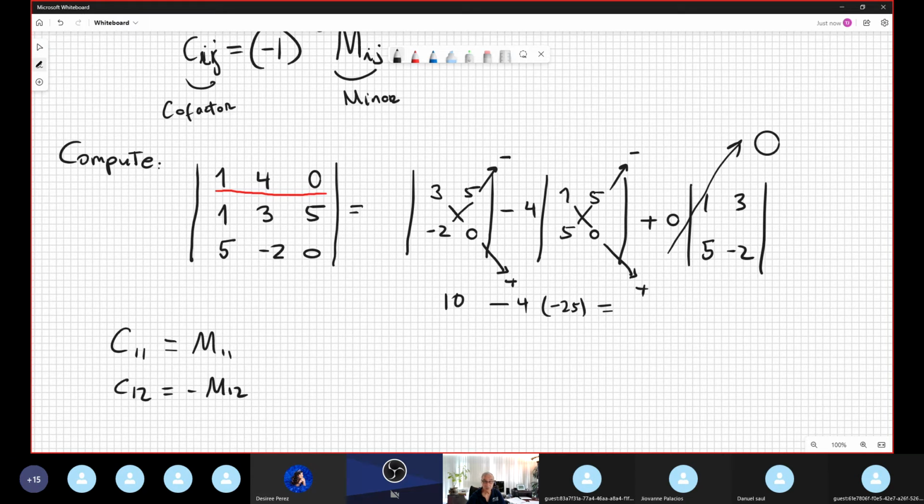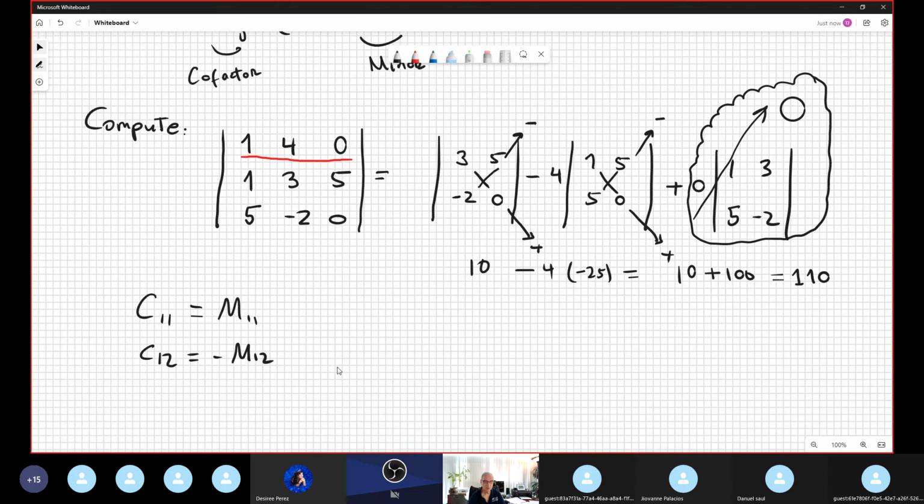And the multiplication now is 10 plus 100, no? 25 times 4 is 100, negative times negative is positive. 110 is the answer for the determinant. But you see, wow, I am not 100% sure. I would like the part in which this part disappeared. So to expand the determinant, I take advantage of the 0. I can see two 0s here.